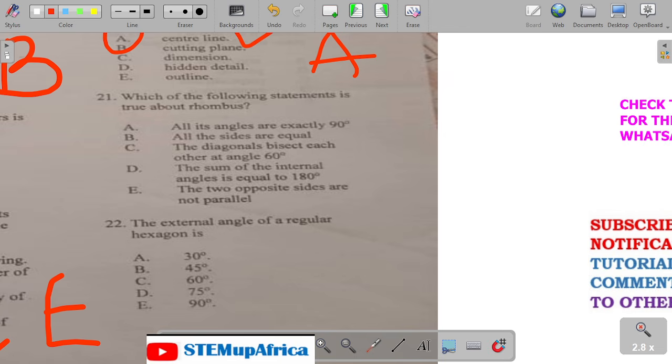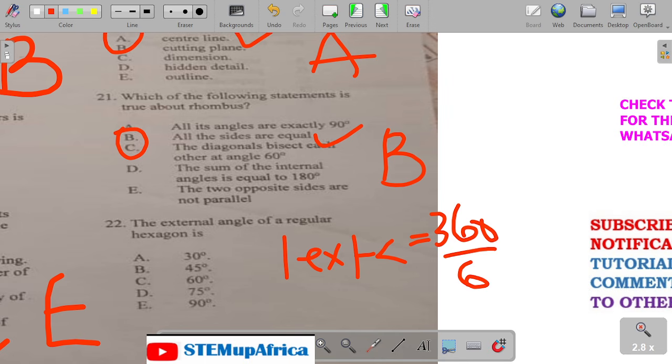Number 21. Which of the following is true about a rhombus? All the sides are equal, which is true. All the sides are equal in the rhombus. Then 22. It says the external angle of a hexagon is what? We know that one exterior angle is 360 divided by n, where n is the number of sides. A hexagon has 6 sides, so that will give us 60 degrees, which is C. 22 is C.